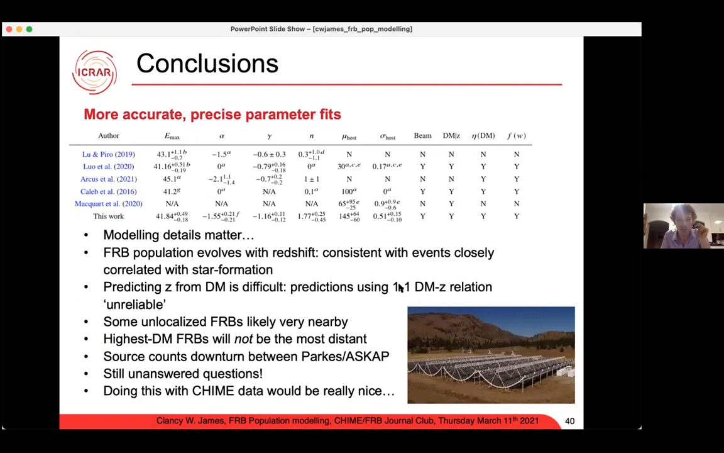And I would argue that the models that use a one-to-one DM-redshift relation, I'll call unreliable, right? Might be good enough, probably not, depending upon what they're using it for. I think some unlocalized FRBs are very likely quite nearby. The highest DM FRBs will not be the most distant. Oh yeah, I didn't get around to talking about the source counts distribution, but it's consistent with the potential downturn.